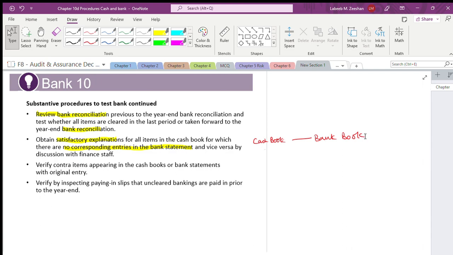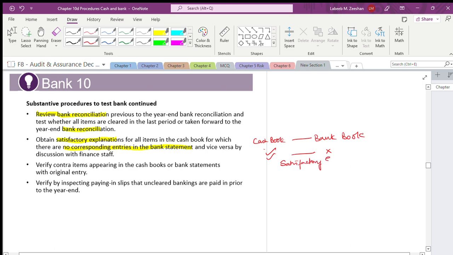It exists in the cash book. But what happened? It does not exist in the bank book. Is it right? Then you have to get satisfactory explanation. Got my point? Satisfactory explanation. You have to get a satisfactory explanation for all those items which are in the cash book and there are no corresponding entries in the bank book. Why has it not been entered in the bank book? What are contra items? Any idea about contra items?